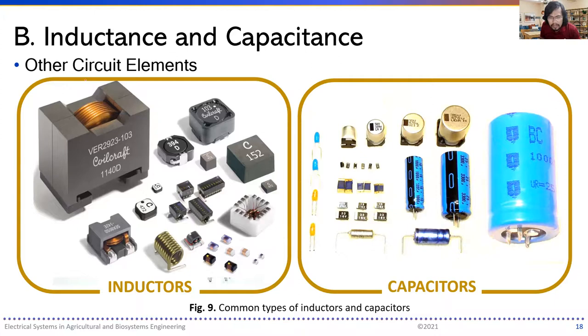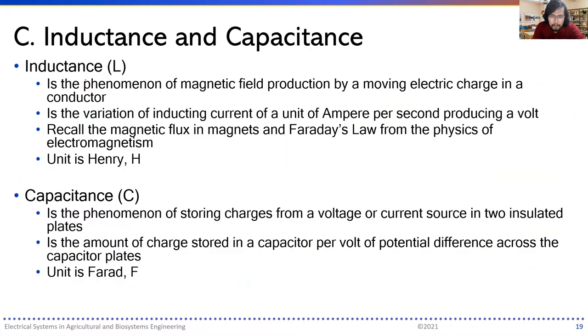Okay. Capacitors, on the other hand, store charges in their body. Okay, so there's a charge at a certain point, and when the source of voltage is cut off, or once there's a trigger, it can release a certain flash of energy from this storage of energy, in the form of charges. And these have been used in flashes of cameras.